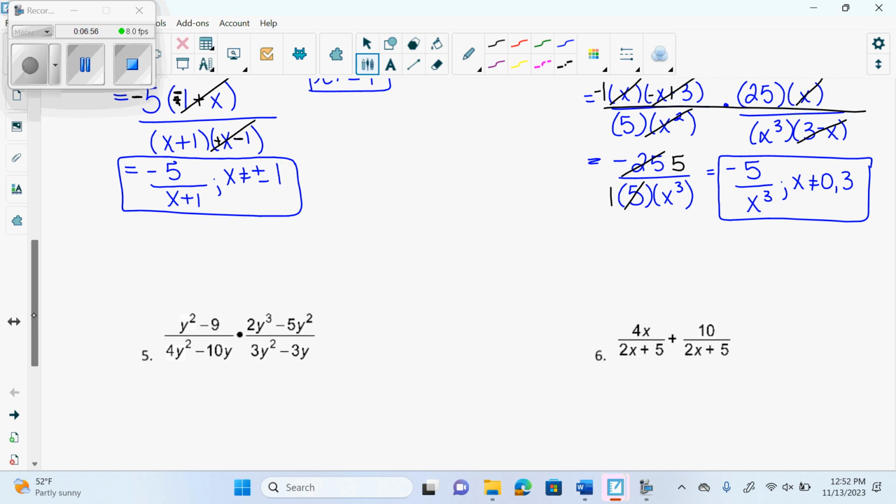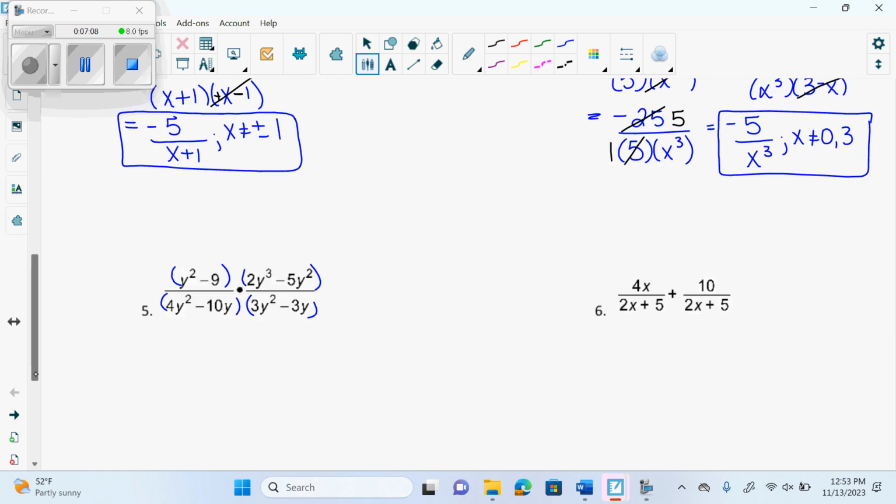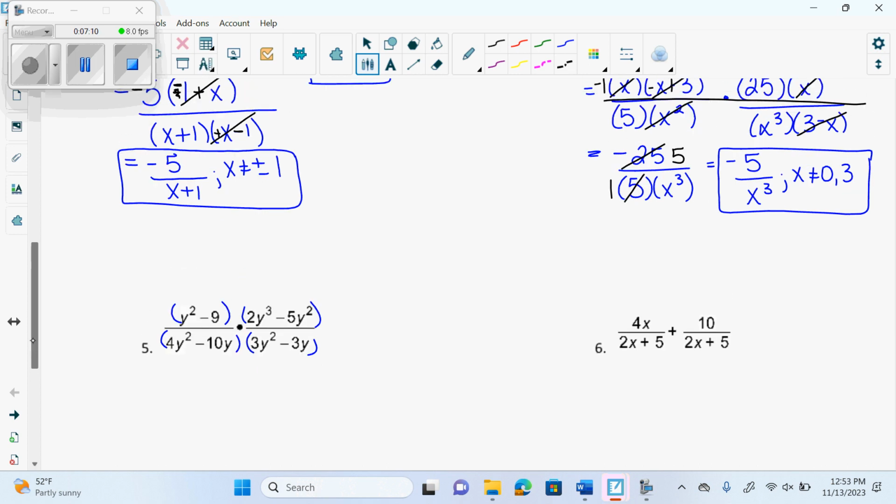Okay, so for number 5, the top left, these are all binomials. So I have to either GCF or difference of squares them because currently they don't match anything, right? Nothing can cancel off. So the top left numerator for this one, I get y plus 3, y minus 3. All over the bottom left denominator, I can take out a 2y. And I'm left with 4y squared divided by 2y is 2y. And then negative 10 divided by 2y is negative 5.